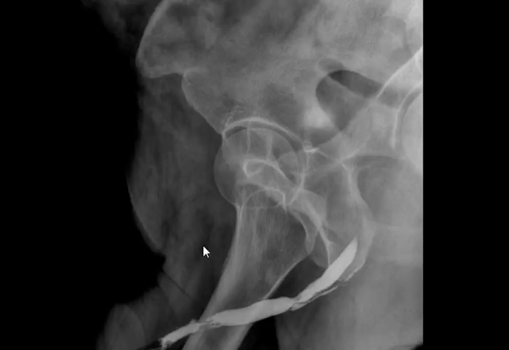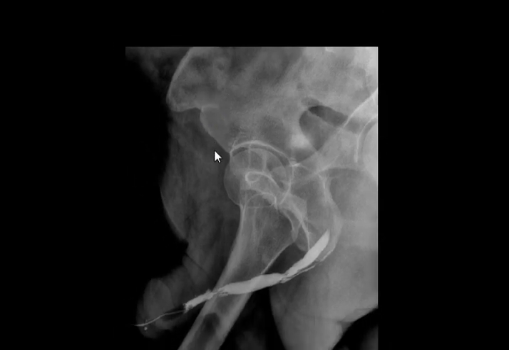The easiest thing, part 1. So, what is this exam? Urethrogram. This is a urethrogram. How do we do this urethrogram?